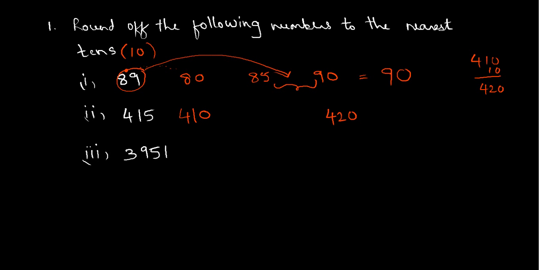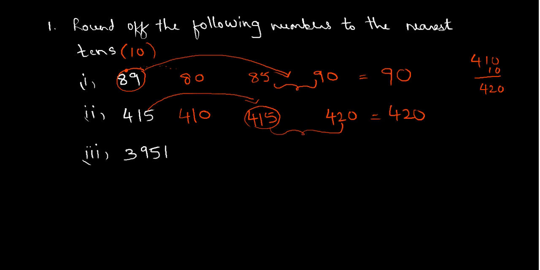What is the number in the middle of 410 and 420? It is 415. So 415 is exactly the number given over here. By convention this falls into this range, so the nearest tens rounding of the number is 420. Okay, we'll do the next one.